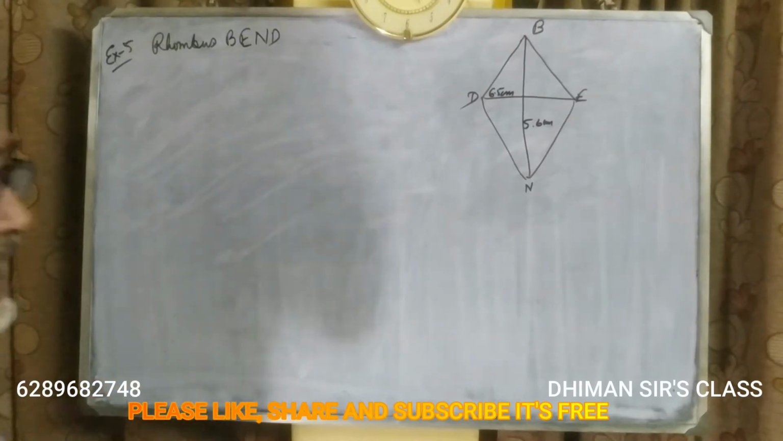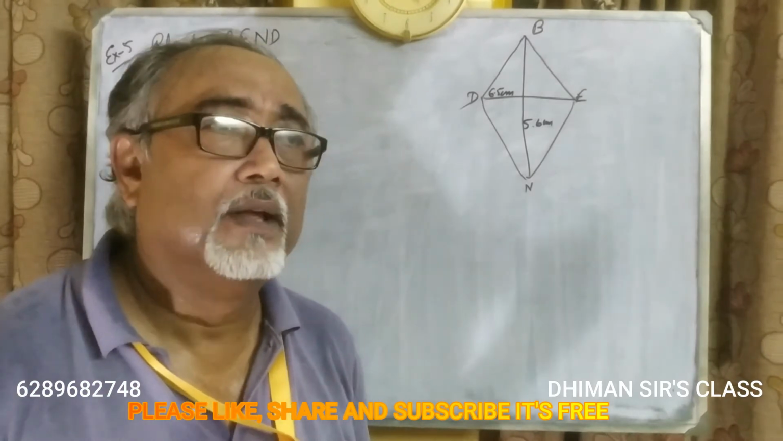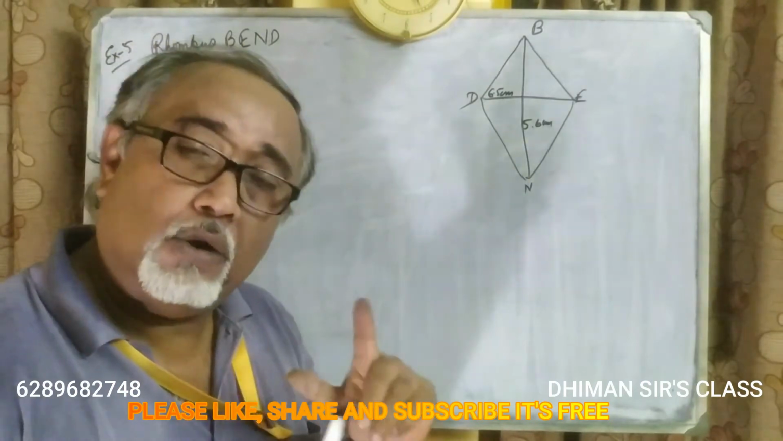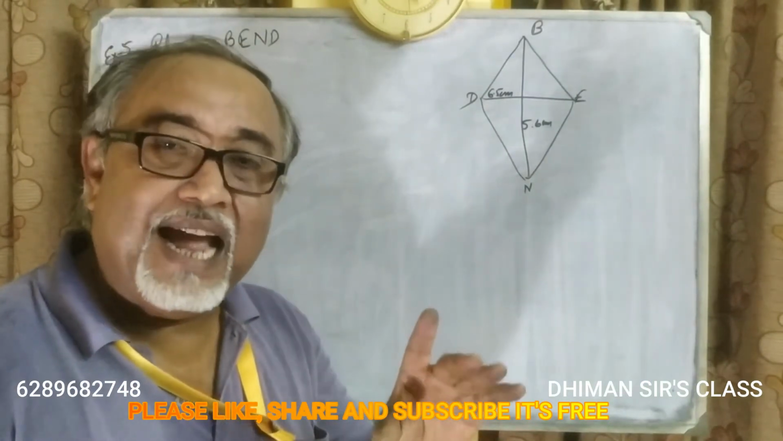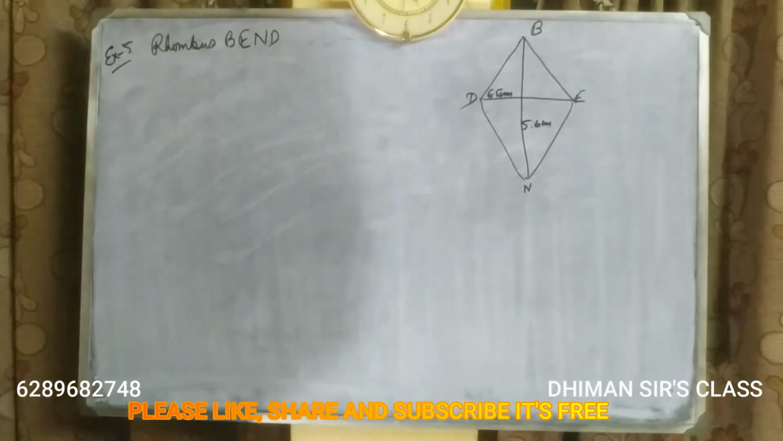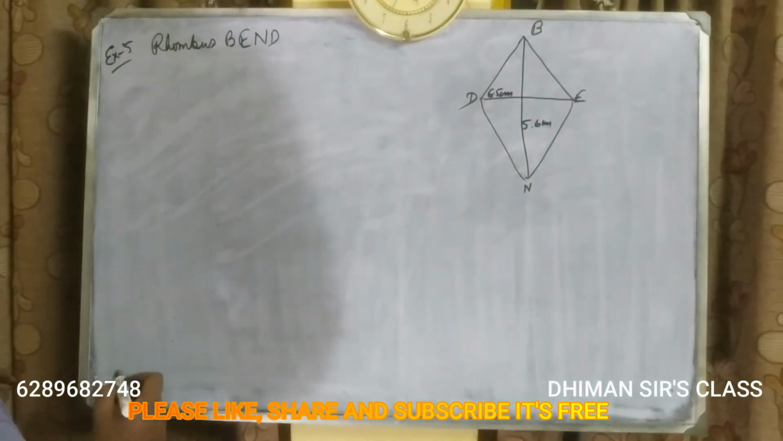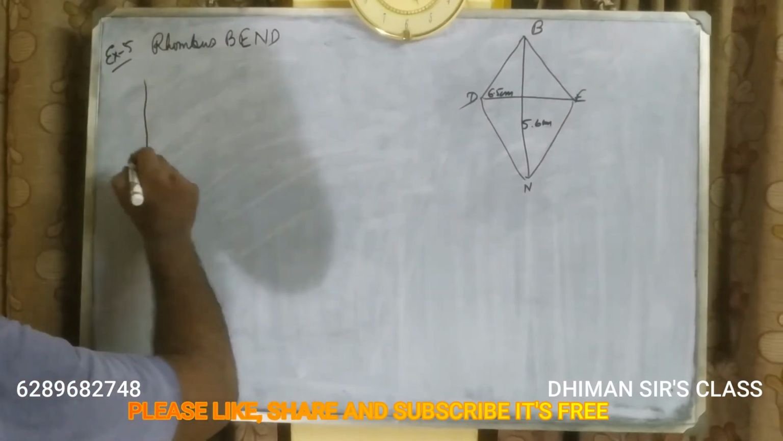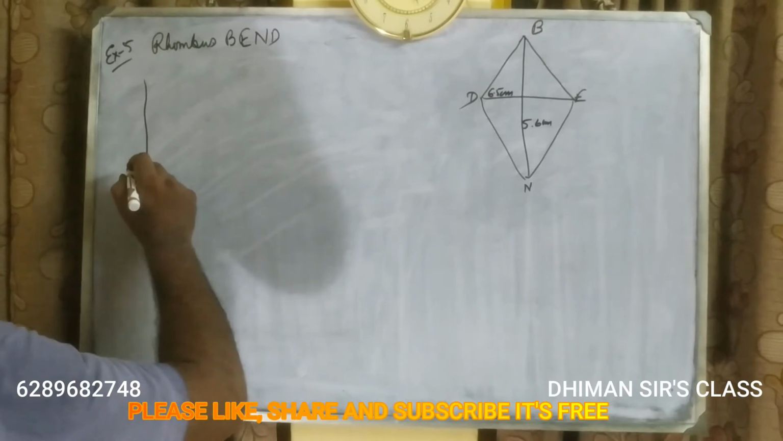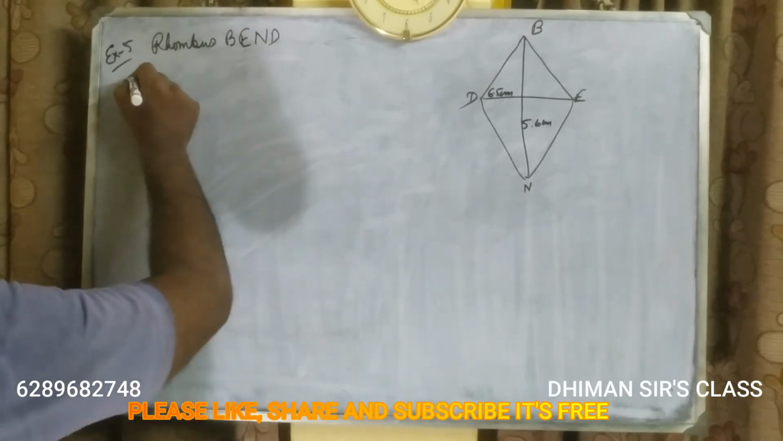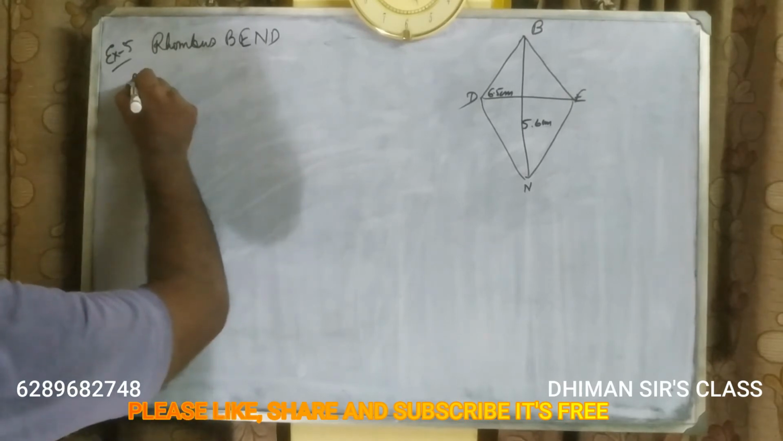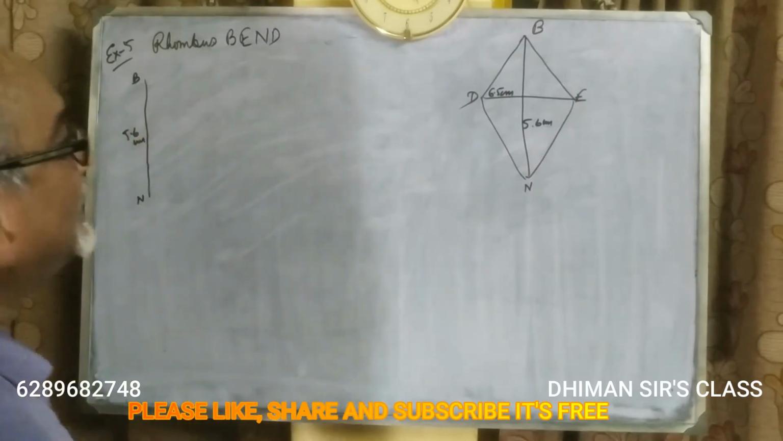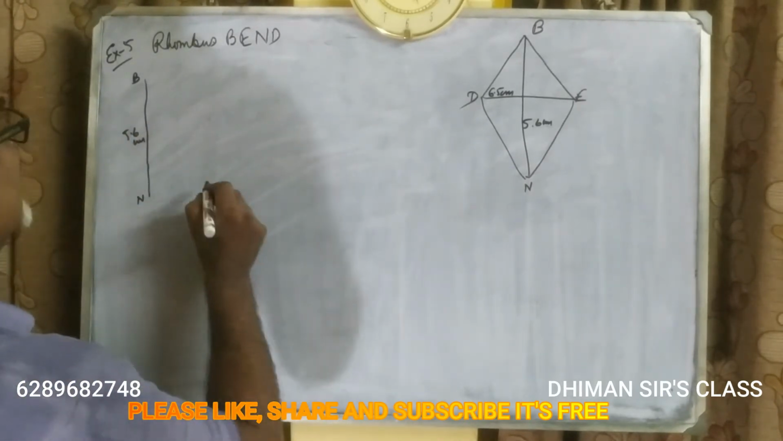Here, again we have to remember while constructing a rhombus that property that the diagonals of a rhombus bisect each other at 90 degrees. So students, let us draw a line of 5.6 centimeter first. BN, 5.6 centimeter. Okay. Now let us draw 6.5 centimeter.